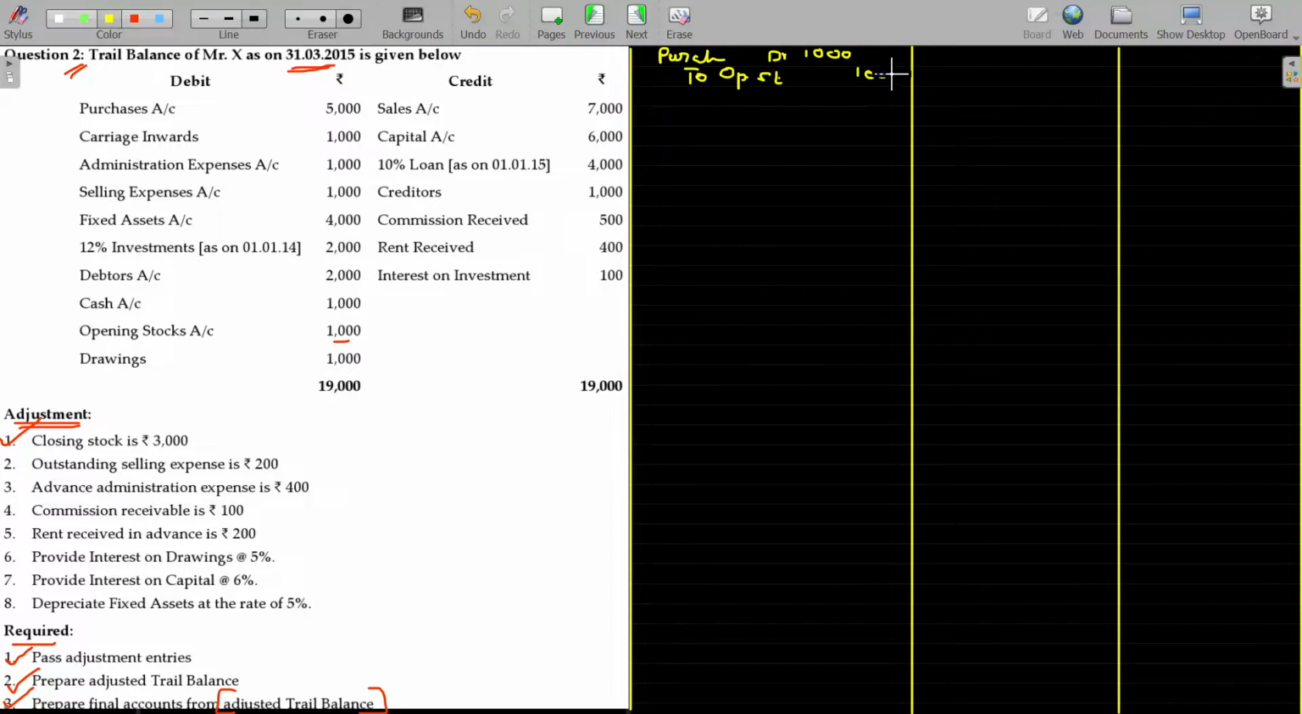In case of closing stock, we have to subtract from the purchases, right? To subtract from the purchases, that should be credited, and closing stock should be debited. So closing stock upon debit to purchases. This is how we can pass the journal entry for opening stock and closing stock. The closing stock value being 3000 rupees.